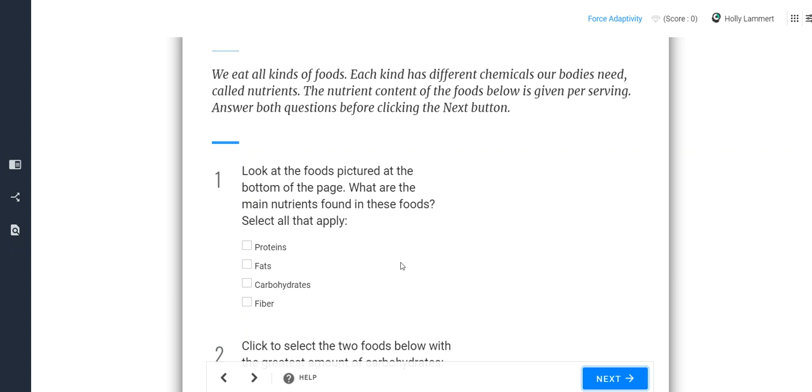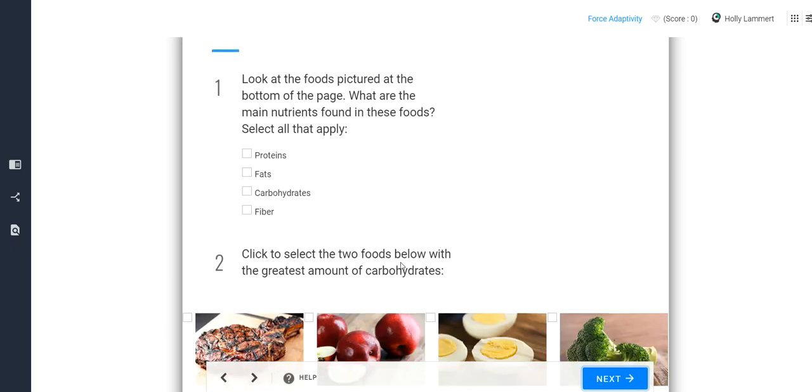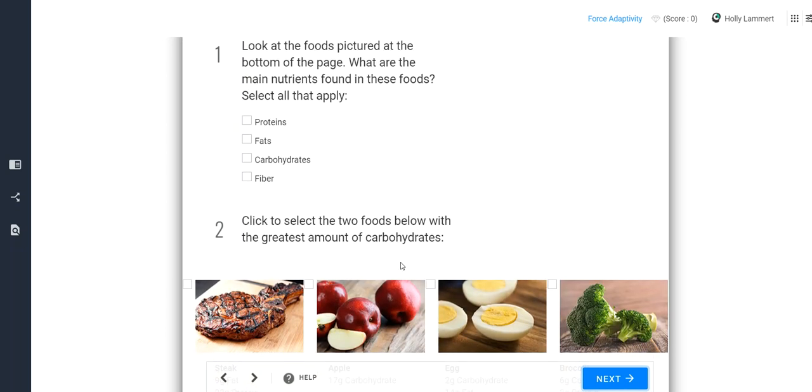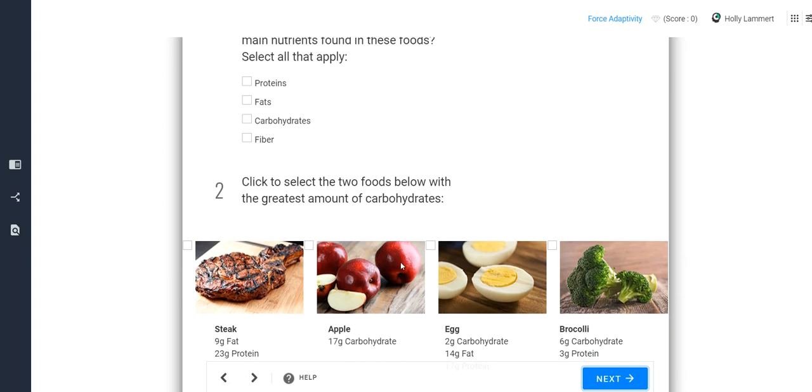Each kind has different chemicals our bodies need called nutrients. The nutrient content of the foods below is given per serving. Answer both questions before clicking the next button. All right, look at the foods pictured at the bottom of the page. What are the main nutrients found in these foods?